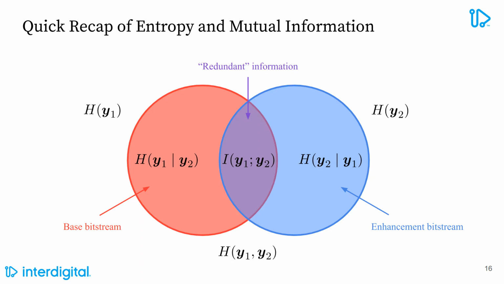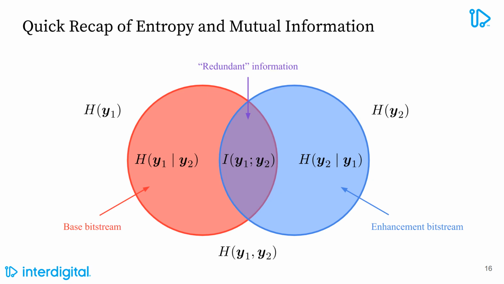This diagram visualizes the relationships between entropy, conditional entropy, and mutual information. The entire red circle represents the rate cost of the base bit stream y1 and is labeled as h of y1. The entire blue circle represents the rate cost of the enhancement bit stream y2 and is labeled as h of y2. The region where the circles overlap represents information that is present in both bit streams.